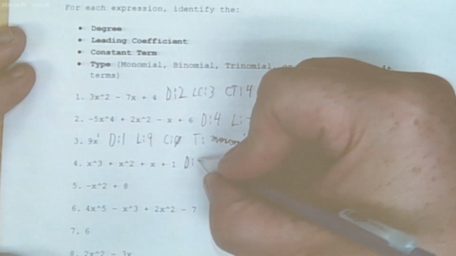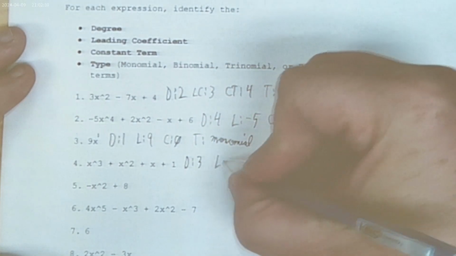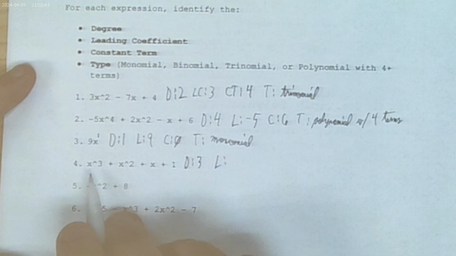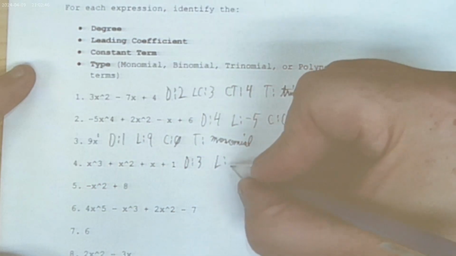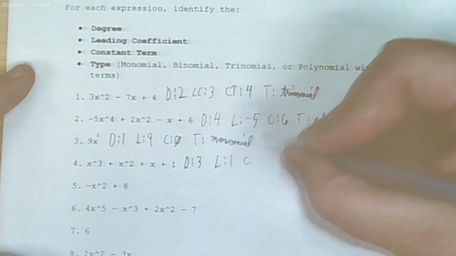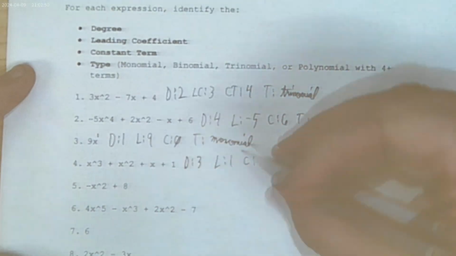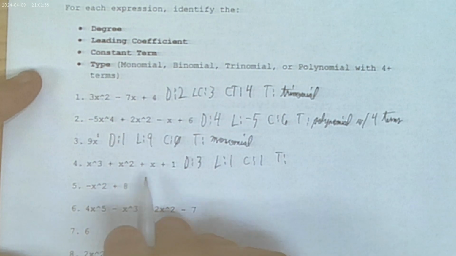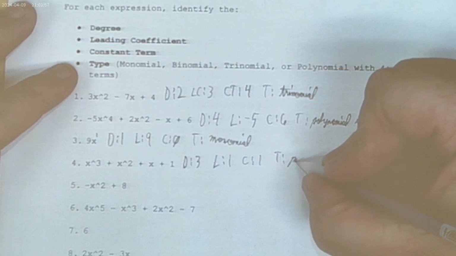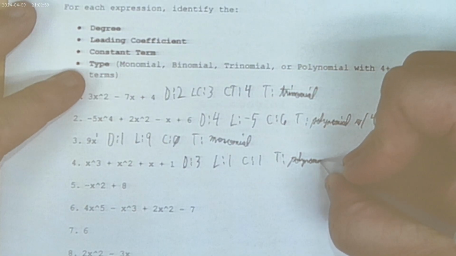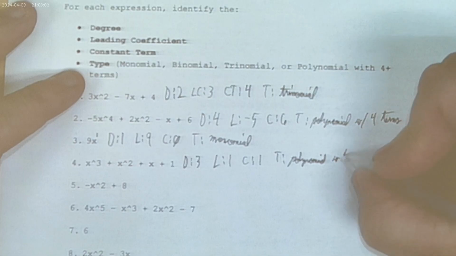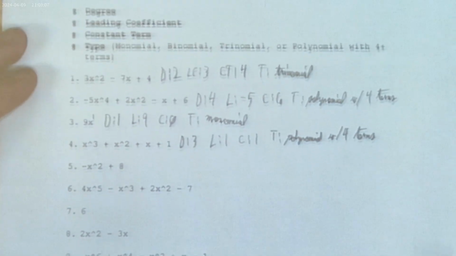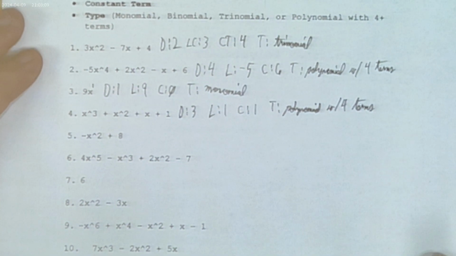The degree in this one is going to be 3. The leading coefficient is attached to the number that has the high degree on it. It's going to be 1. Let's see, the constant, 1. And then the type, I see 1, 2, 3, 4. Polynomial with 4 terms. So we're still doing pretty well with that.